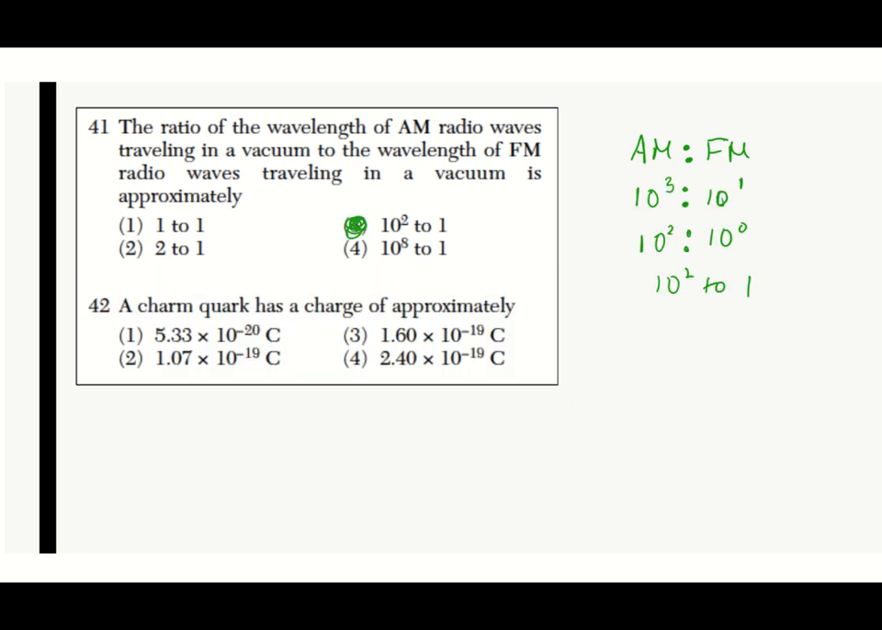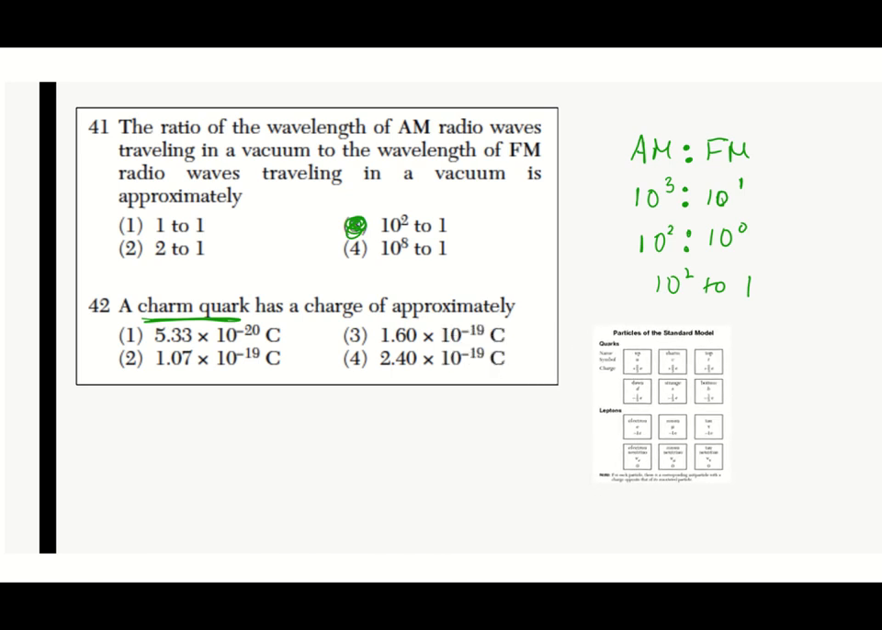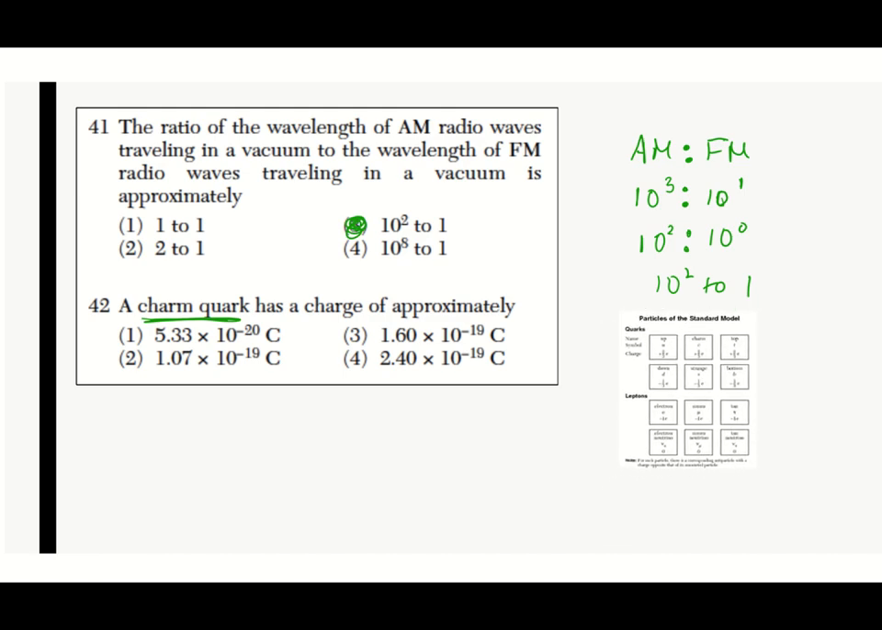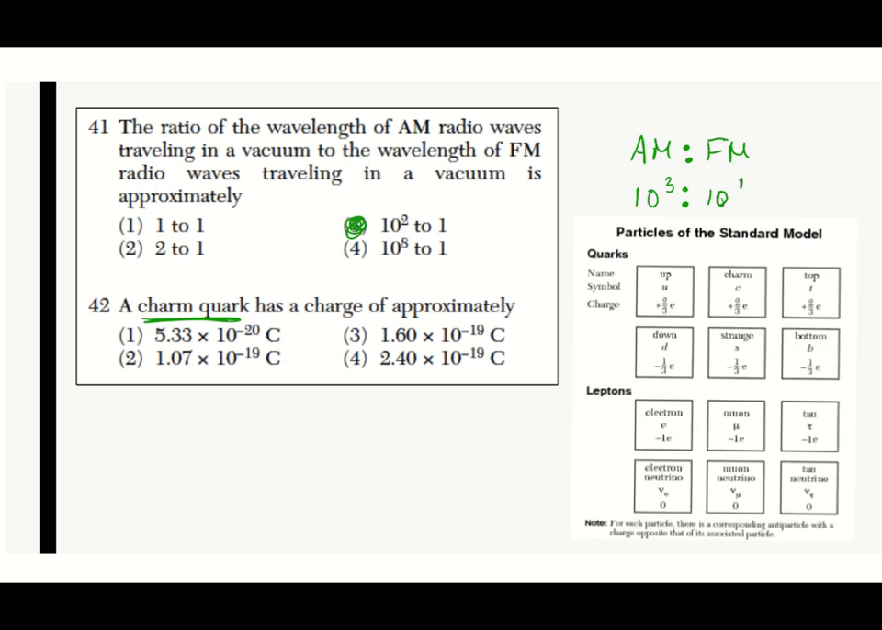There you go. A charm quark has a charge of approximately blank. Charm quark, so we're going to use our reference table to find that, and I'll pause it for a moment. Okay, so this is our particles of the standard model. I'm going to expand this. And we're looking for charm quark right here. It has a charge that is approximately positive 2/3 of e. e stands for elementary charge, 1.6 times 10 to the negative 19 coulombs. And so we've got to take 2/3 of that.